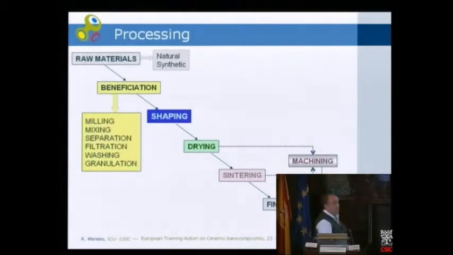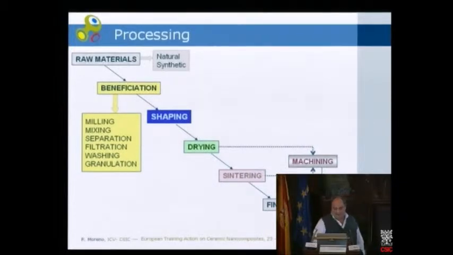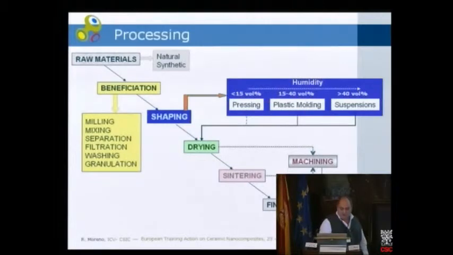So our process is much more complicated, as stated by Professor Bowen in the previous talk, in which we start from natural or synthetic raw materials that must be conditioned for the next stage of forming a product, which will be sintered with a heating schedule. Beneficiation processes include milling, mixing, separation, washing, filtration, and even granulation. And this determines the next step, which is the shaping of a green body.